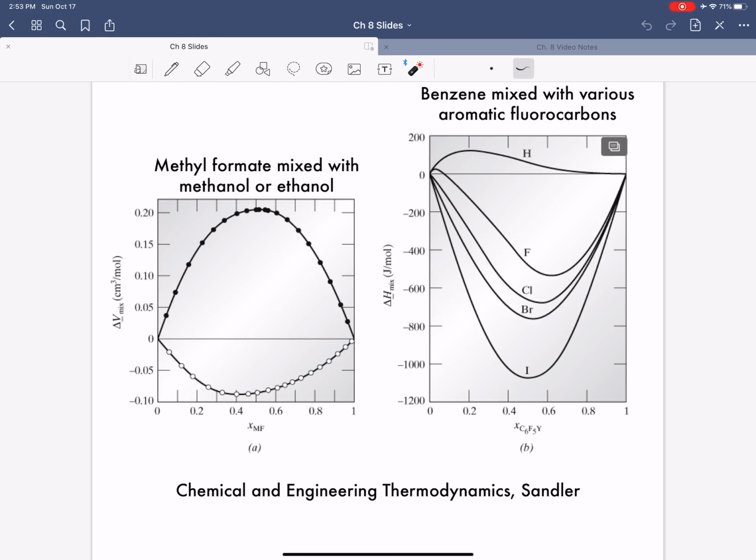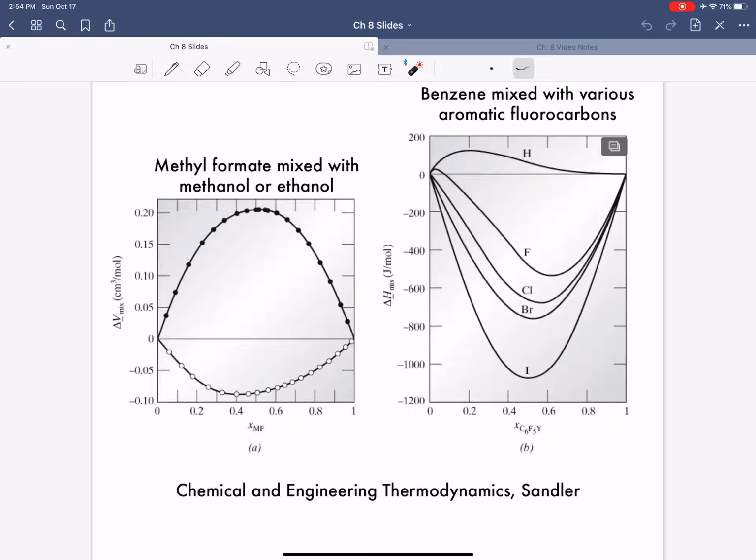In the previous segment, we looked at how we could follow a graphical approach for determining V1 bar and V2 bar. In this video, we're going to look at how we could do it using an analytical method. So if we were given some sort of mathematical model to describe delta V mix.